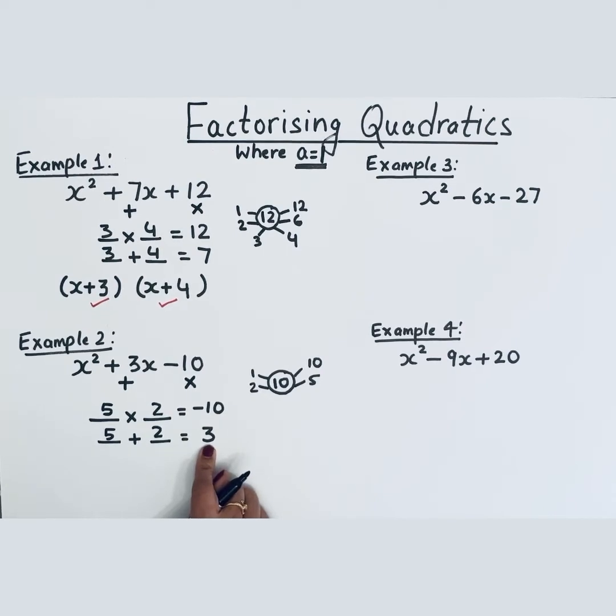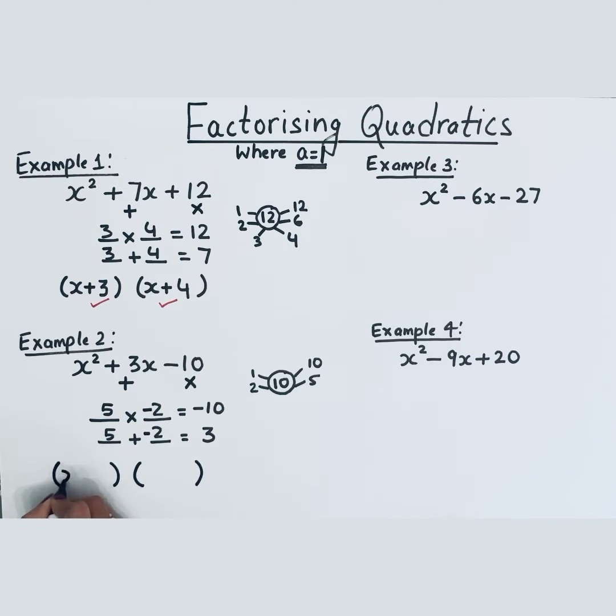We're going to use 3 to decide that. Because we need a positive 3 after adding them, that means this number, 5, the big number, has to be positive. The small number is going to be negative. 5 times negative 2, that's your negative 10. And 5 add negative 2, that's your positive 3. Now draw two brackets. In each bracket, write down x. And then we've got to write down our numbers here. That's a positive 5, write down plus 5. That's a negative 2, so write down minus 2. And that would be our final answer.